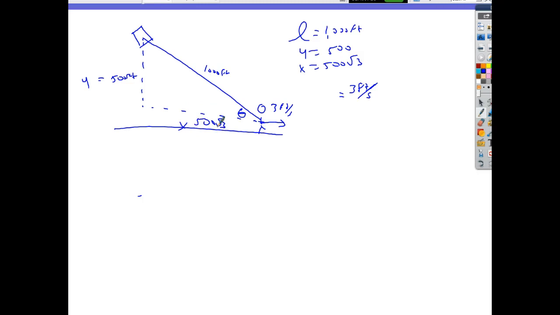What else do I know? I could probably figure out my angle if I wanted to, but let's not do that just yet. I'm going to go back to this little thing, 3 feet per second. Now, using these letters, what is 3 feet per second? It's feet per second. What's on the bottom? Time.